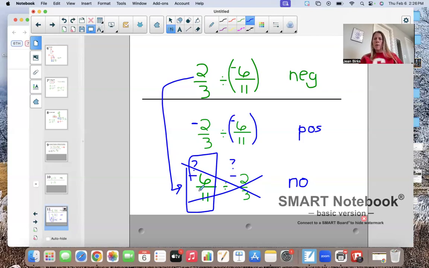So I have a Google form for you to do some practice and watch what happens with your negative signs, especially with division versus multiplication. Good luck.